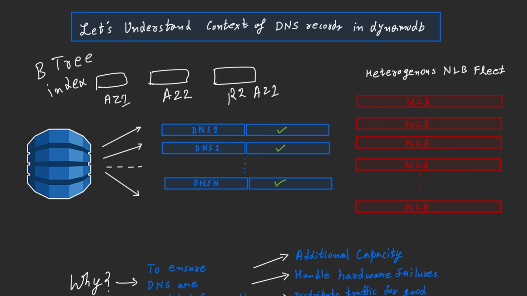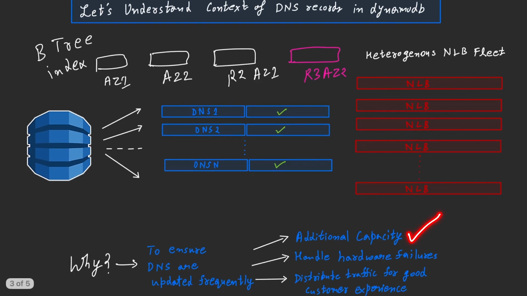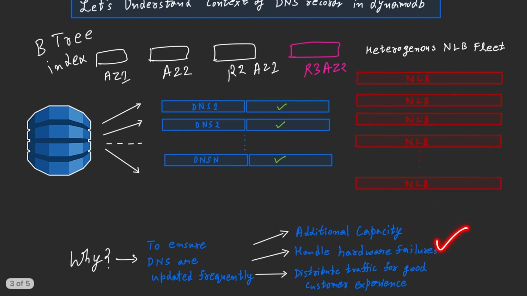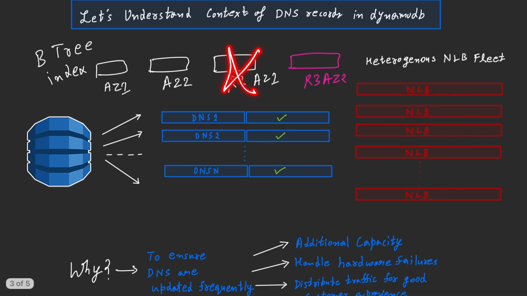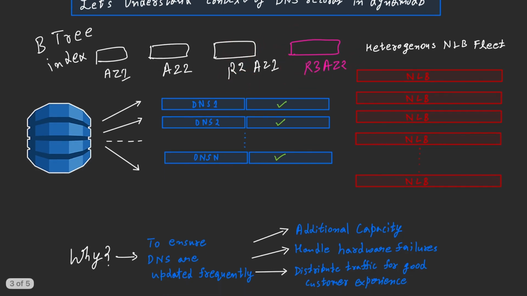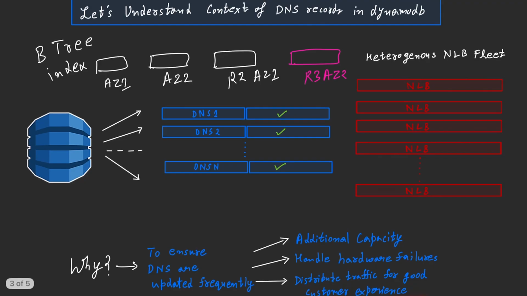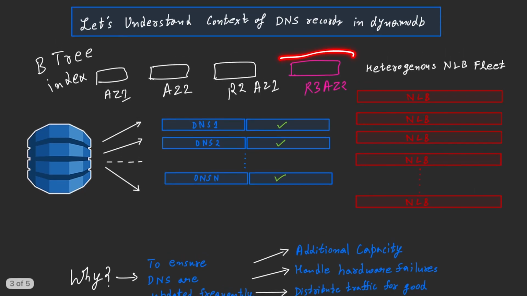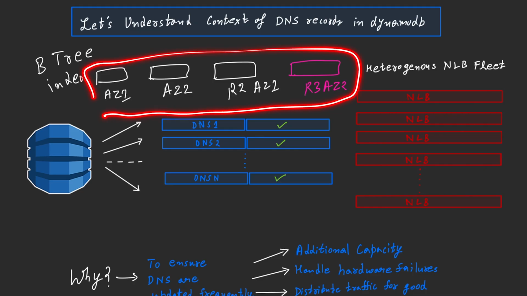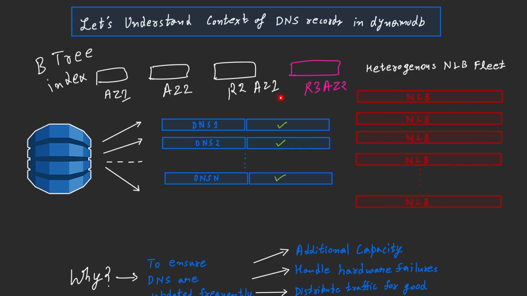What happens if I add a new node, and this new node is in region 3 and availability zone 2? Why would I add this new node? I will be adding it so that additional capacity can be increased, or hardware failures can be handled. Like suppose this particular node goes down and we create this new node, or to distribute traffic for a good customer experience. Maybe the customers in this particular availability zone increased, so to serve traffic concurrently and reliably, I have created this node.